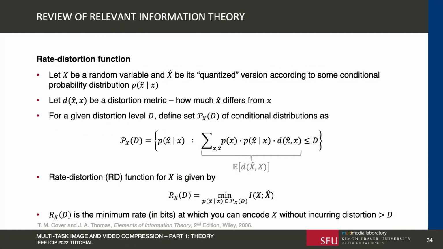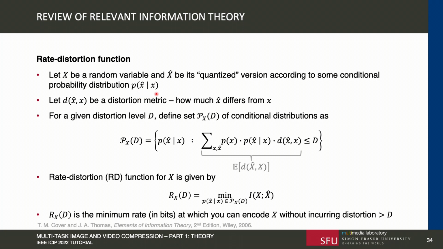In lossy compression, we will be quantizing data, and this quantization will incur certain distortion, so we need appropriate concepts to capture these two notions. If X is our data, or a random variable, and X hat is its quantized version, then the process of quantization is described by the conditional distribution of X hat given X. So a quantizer in this context is this conditional distribution of X hat given X.